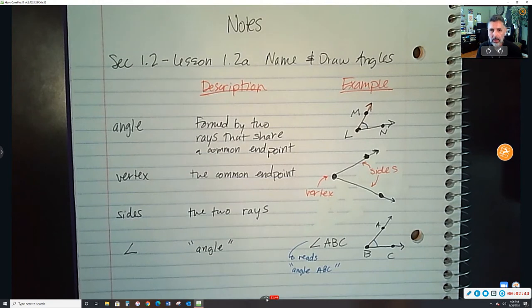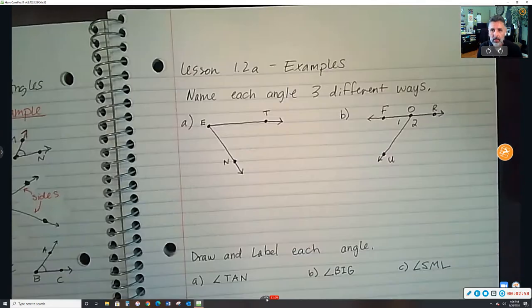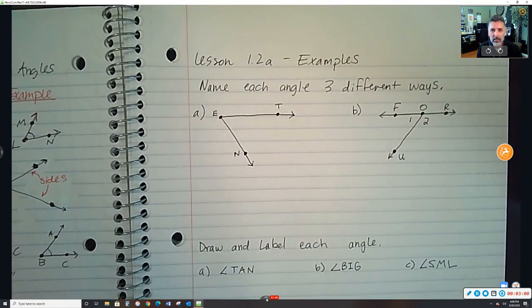And if you need time to copy it, pause it right now, and I'm going to move on to the examples. Okay. So then again, refocus. Okay, there's the examples.